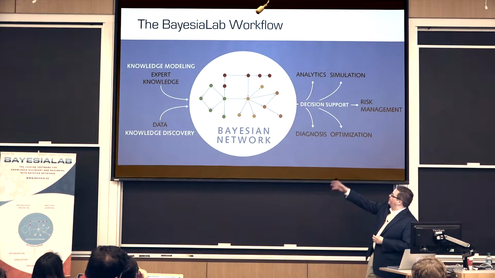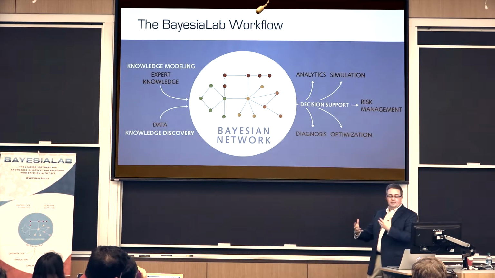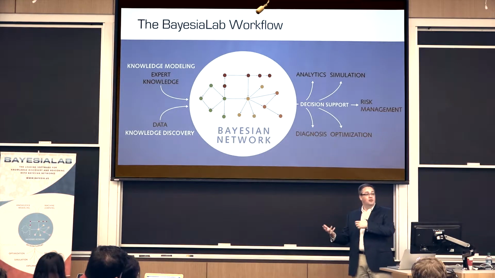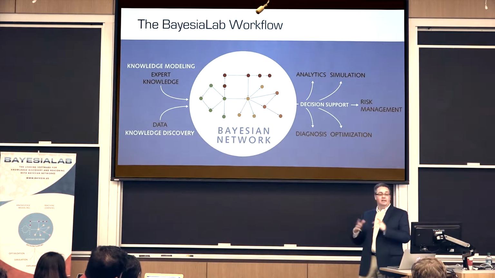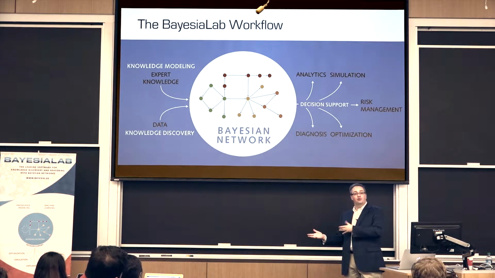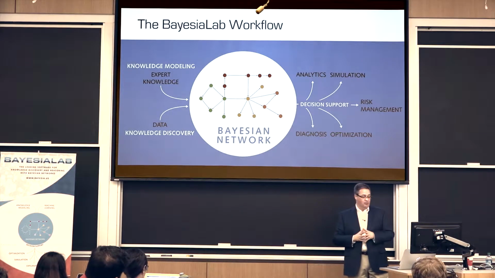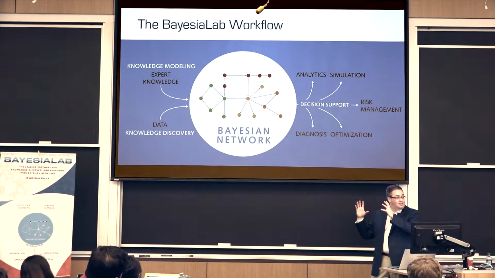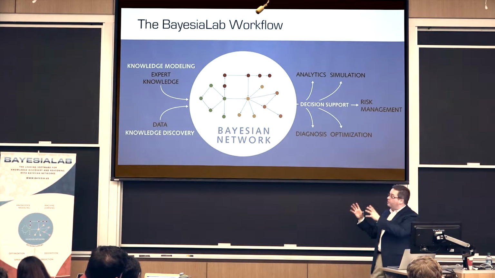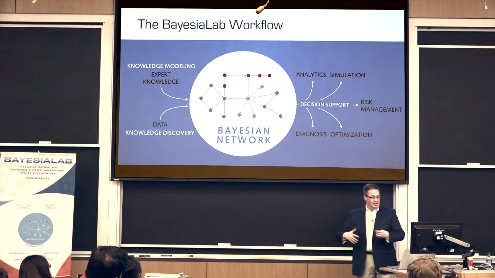So basically, look at this from left to right. We can either build Bayesian networks manually through encoding knowledge. Here it is shown as expert knowledge modeling, or we can use machine learning algorithms to automatically discover networks. Once we have the Bayesian network, then that is the representation of our world, and with that we can analyze, simulate, optimize, diagnose, etc.